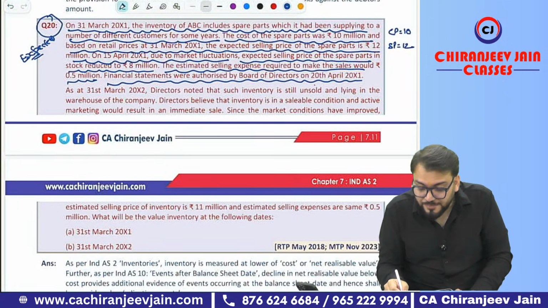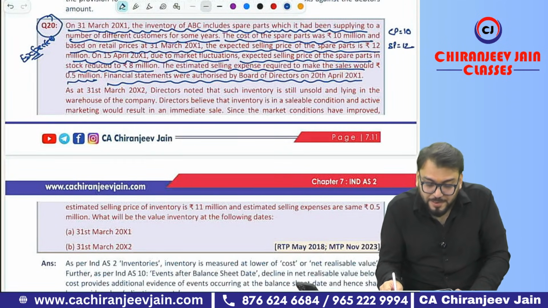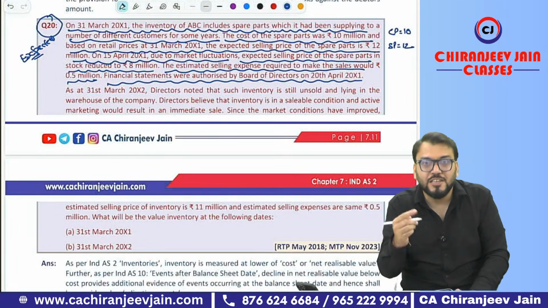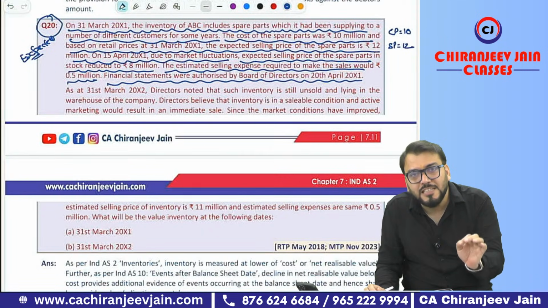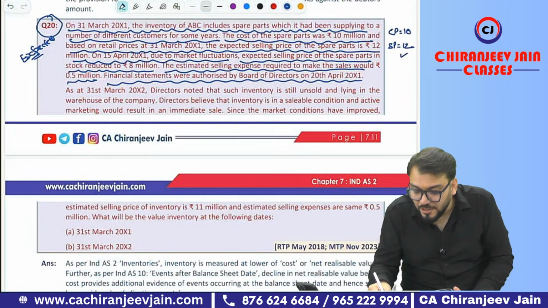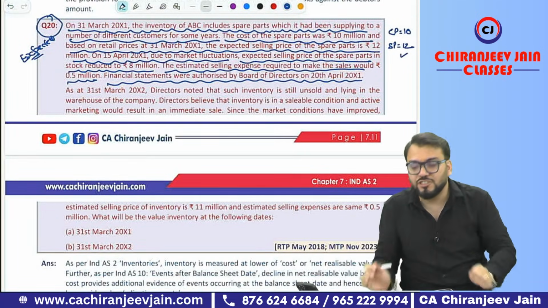Now the question is that before approval of the financial statements, due to market fluctuation, the estimated selling price of the spare part got reduced to 8 million. Whether it is an adjusting event or non-adjusting event. If it is an adjusting event, then the estimated selling price will be 8 million. If it is a non-adjusting event, then the estimated selling price will be 12 million. So what do you think? Is it an adjusting or non-adjusting event?